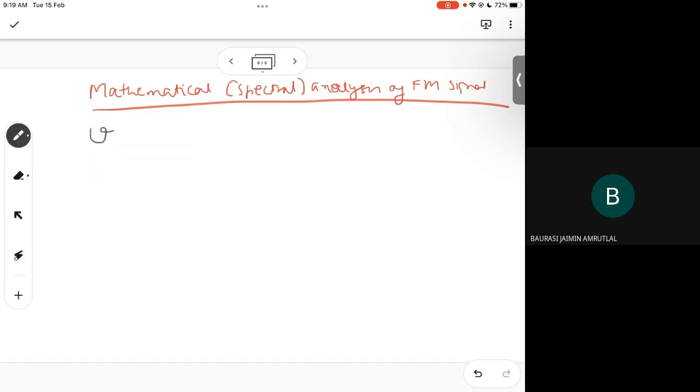Yes, I'm trying to put it in a simple way. V_FM(t), if you recall that expression which we normally use in terms of the modulation index, is equal to something like this: Vc cos(omega_c t plus mf sine omega_m t). Okay, so that was my expression.